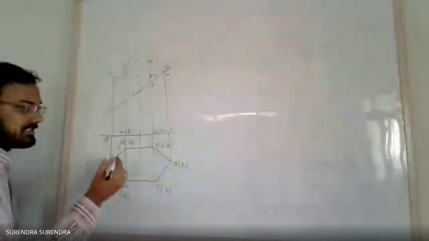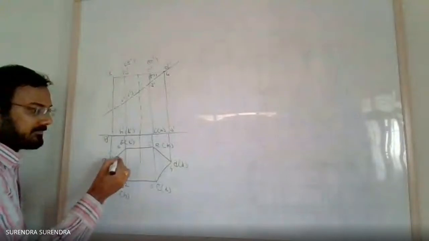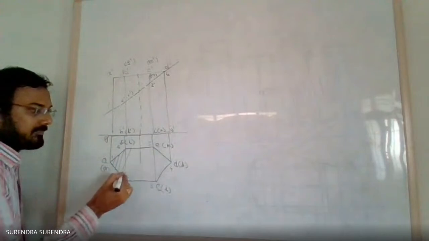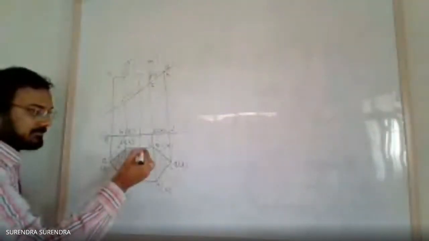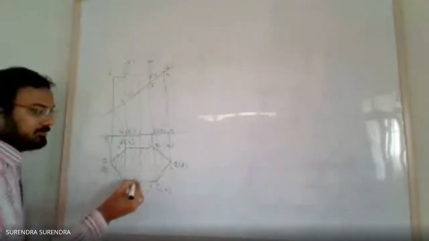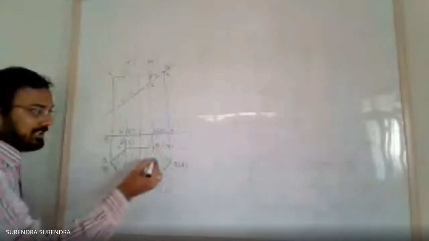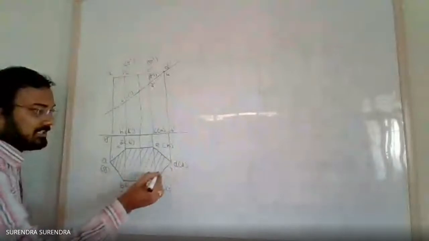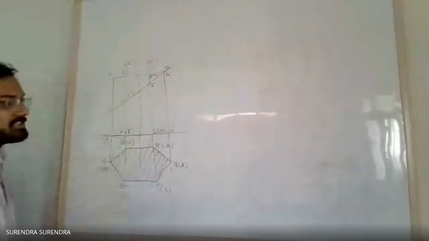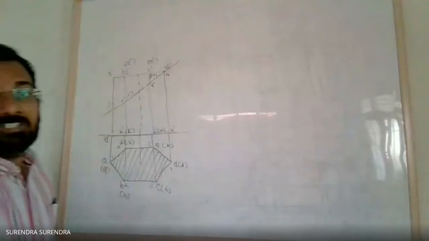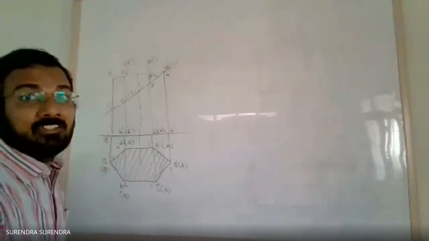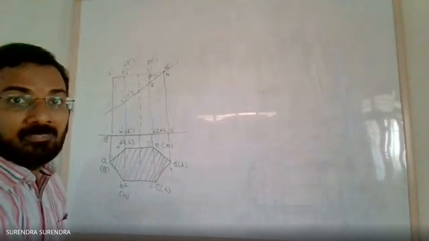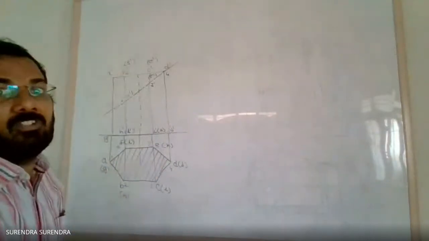Complete it with the hatching. In the top view, fill the complete solid, the complete hexagon, with hatching, parallel lines at 45 degrees inclination. So this is the first step, drawing the projection of the prism. Next, sectioning of the prism.